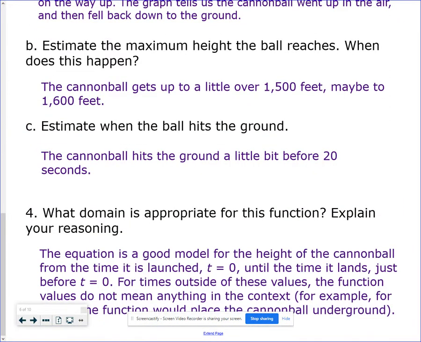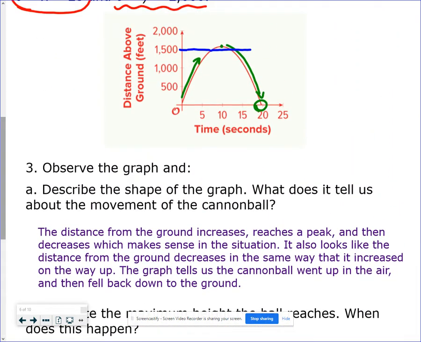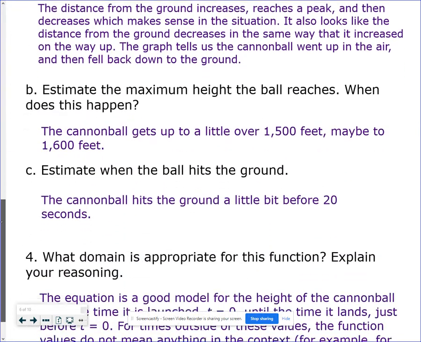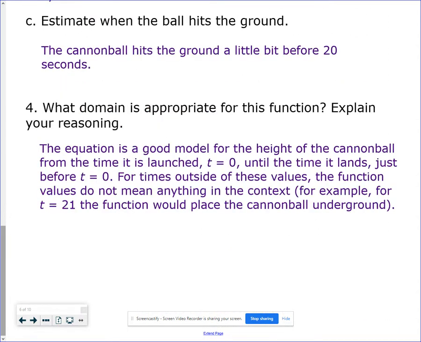Number 4 is the domain question that I said we would come to. The domain is what the x's should be, what the time should be. So this cannonball is hitting the ground before 20 seconds. After 20 seconds, it's already on the ground. None of those numbers make any sense after that. And first of all, we can't have a negative time, but there's nothing on the graph before 0. So an appropriate domain, numbers that would make sense for this, would be between 0 and 20, right? Because it hits the ground just before 20.